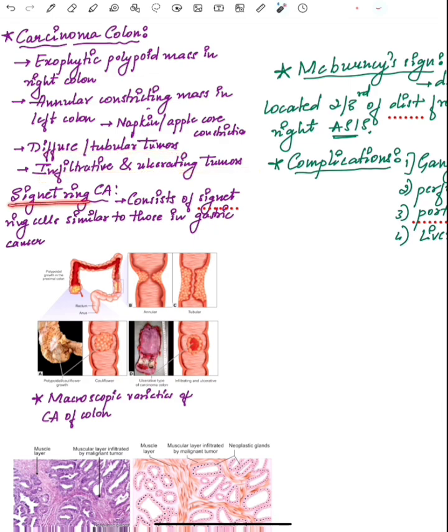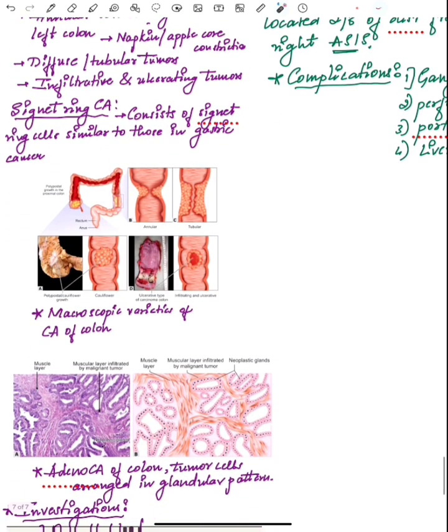What is signet ring carcinoma? This signet ring carcinoma consists of signet ring cells similar to those in gastric cancer. Coming to macroscopic varieties of this carcinoma of colon, here we can see polypoid growth in the proximal colon, then annular carcinoma. In the cecal part, we can see polypoid cauliflower growth. This cauliflower growth is seen in this part. Ulcerative type of carcinoma colon, and infiltrating and ulcerative.